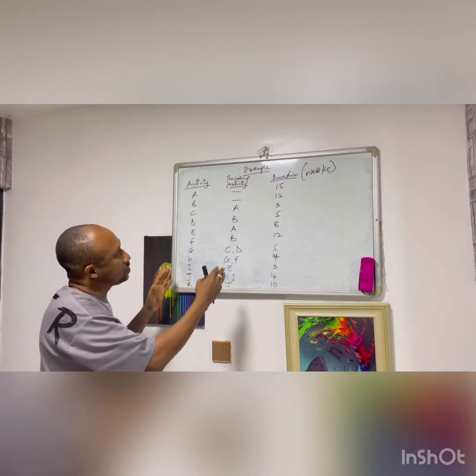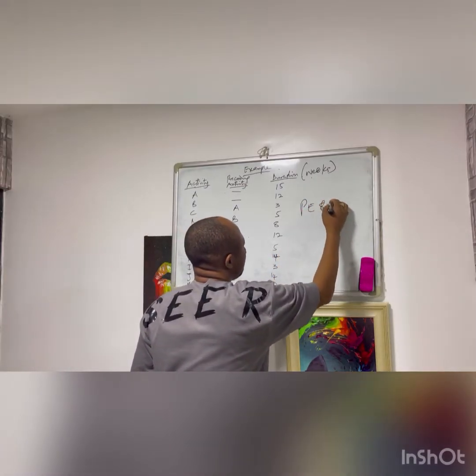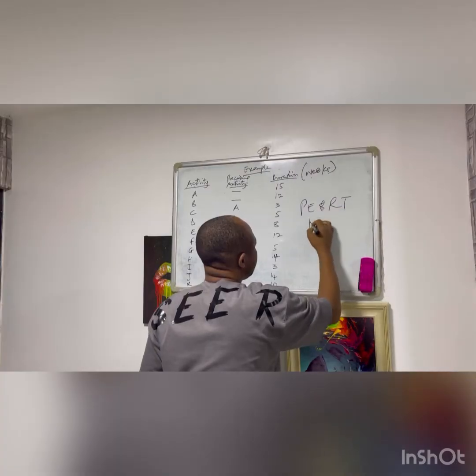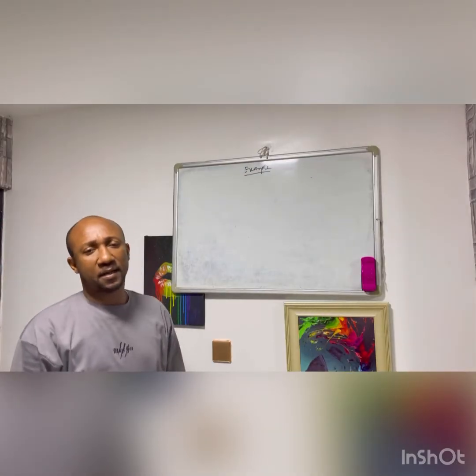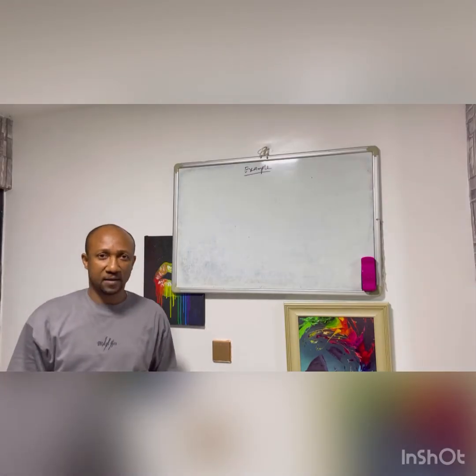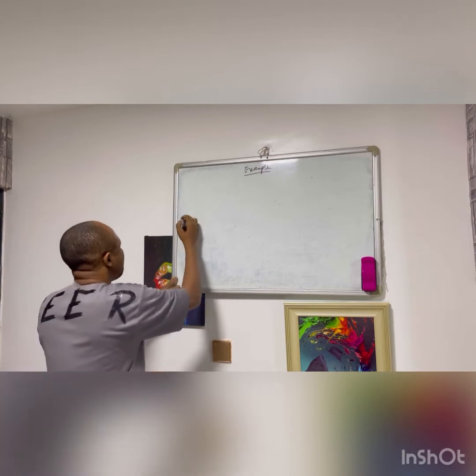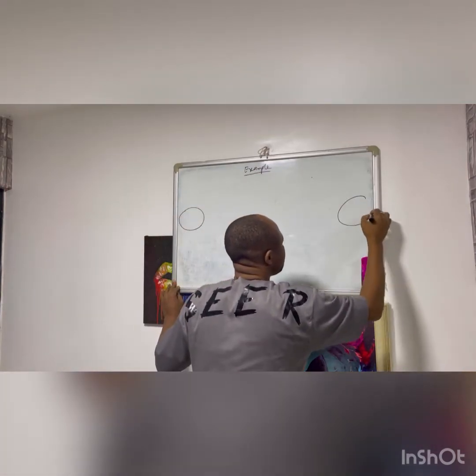We shall now use this information to draw what is called the performance evaluation and review technique diagram. Of course, in drawing this diagram, I shall be guided strictly by those rules that have been established. The first rule is that there must be only one starting point and one finish point.